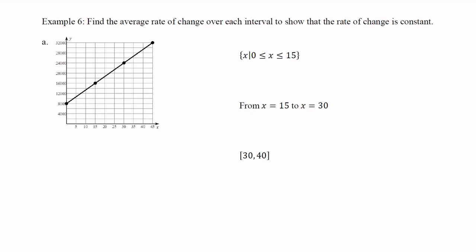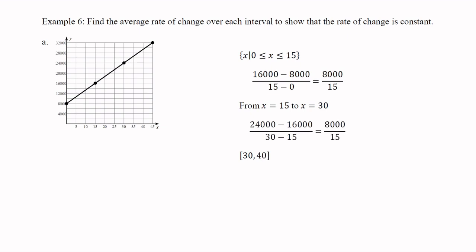So let's explore that with this example. Let's take a look at 3 different intervals, starting with 0 to 15. We're going to pick our point at 0 and our point at 15, and we are going to use our formula. We'll do it from 15 to 30 as well, and we'll also get the same change in y over change in x, 8,000 over 15. And then from 30 to 40, we'll do that as well and get 8,000 over 15.